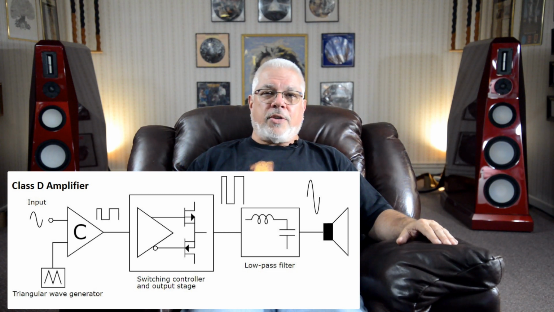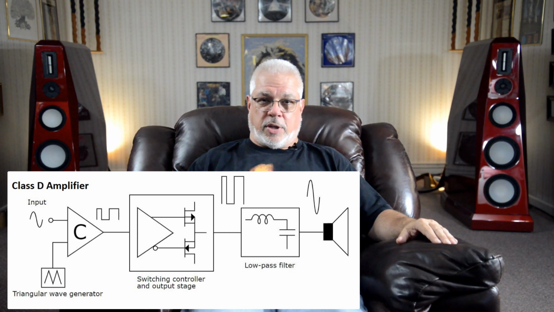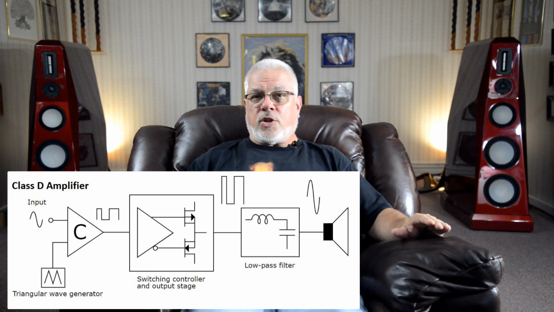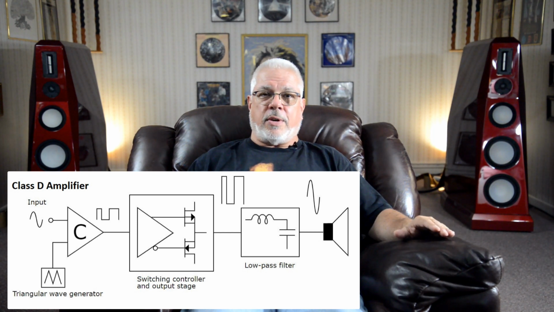Class D amplifiers are extremely efficient, as there is no period during a cycle where the voltage and current waveforms overlap, as current is drawn only through the transistor that is on.